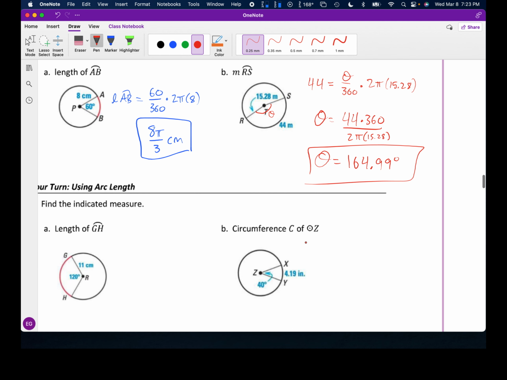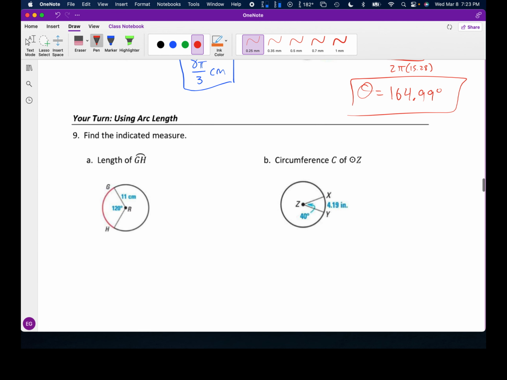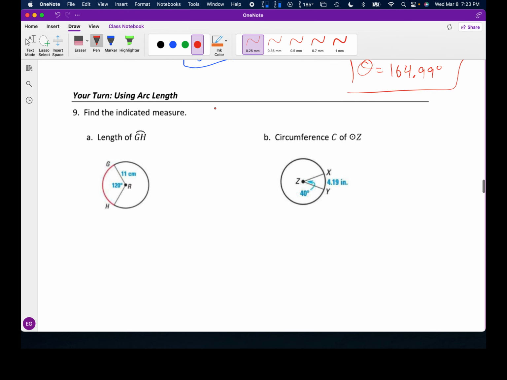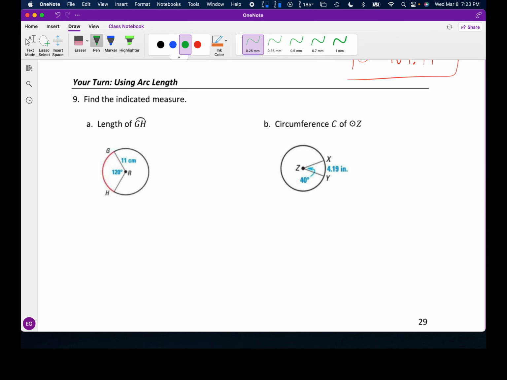All right, it's your turn, so you should pause the video and try it yourself. But since you're not going to, I will just continue on doing what I'm doing.